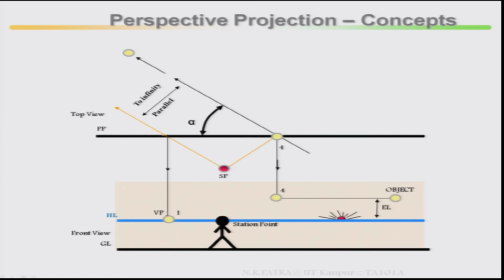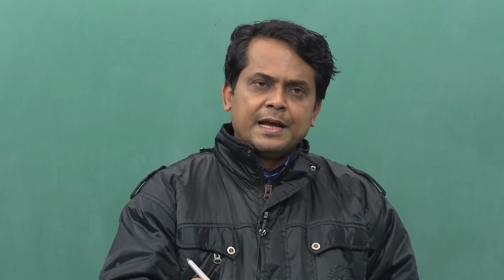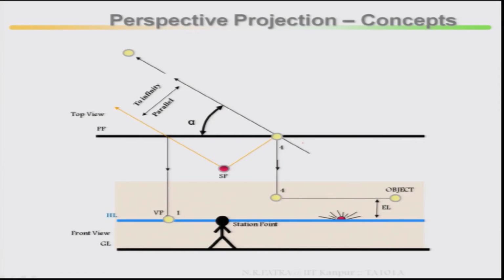How to identify your vanishing point? From the station point, draw a line parallel to the lines of your object going to infinity, then where it intersects your picture plane, project it back, and where that projection intercepts your horizon line, that is called the vanishing point.